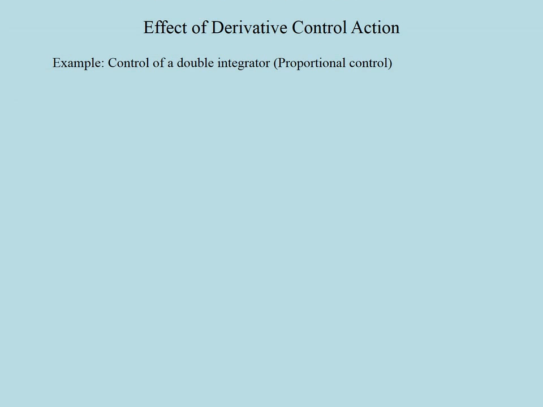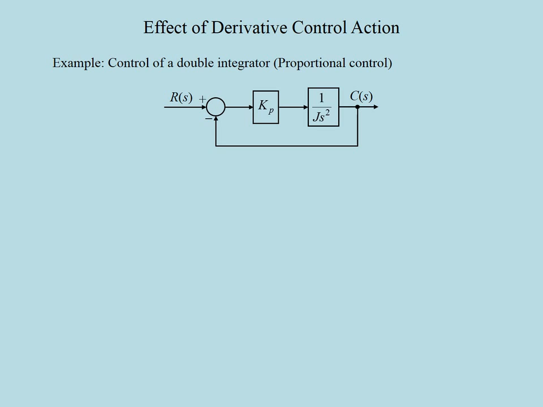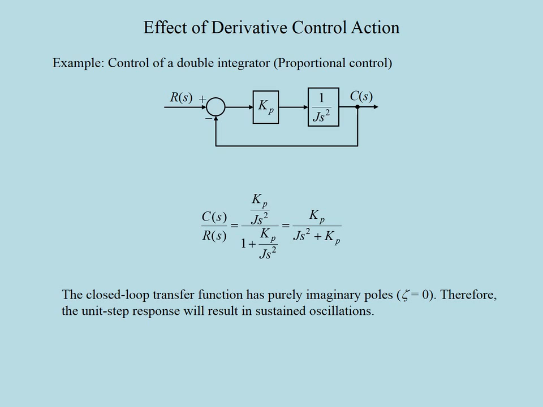To analyze such properties of derivative control action, let us consider an example where the plant transfer function is a double integrator. First, apply proportional control only. The feed-forward transfer function as well as the open-loop transfer function will be just Kp over Js squared. So the closed-loop transfer function will be Kp over (Js squared plus Kp). Here we observe that the closed-loop transfer function has purely imaginary poles. That corresponds to a case where the damping ratio is 0. Therefore, the unit step response will result in sustained oscillations.